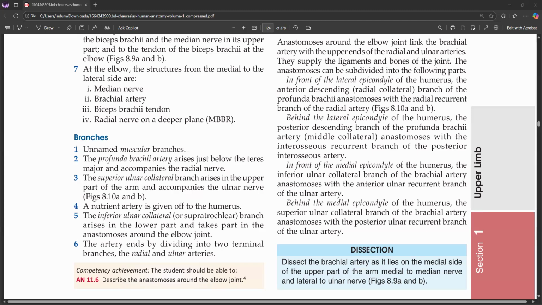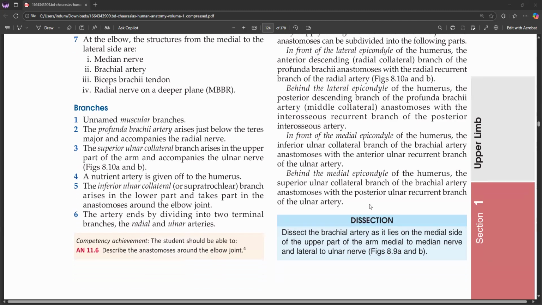Behind the lateral epicondyle of the humerus, the posterior descending branch of the profunda brachii artery, which is middle collateral, anastomoses with the interosseous recurrent branch of the posterior interosseous artery. In front of the medial epicondyle of the humerus, the inferior ulnar collateral branch of the brachial artery anastomoses with the anterior ulnar recurrent branch of the ulnar artery. Behind the medial epicondyle of the humerus, the superior ulnar collateral branch of the brachial artery anastomoses with the posterior ulnar recurrent branch of the ulnar artery.